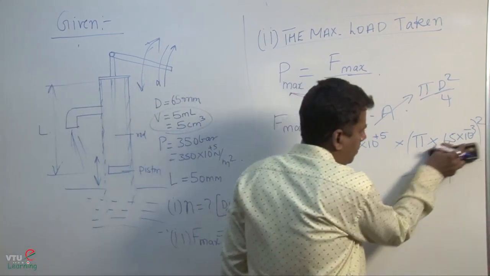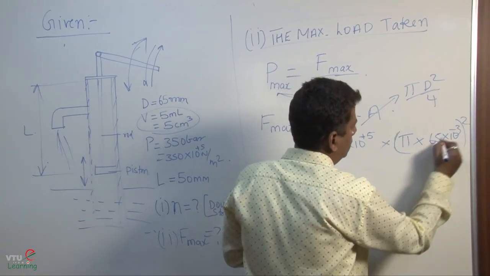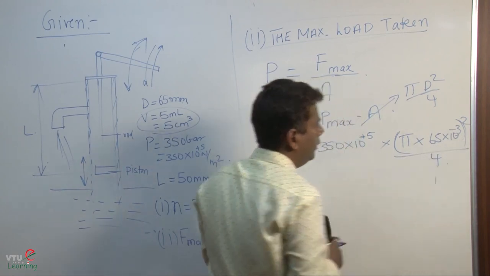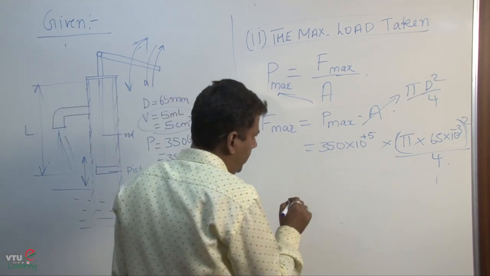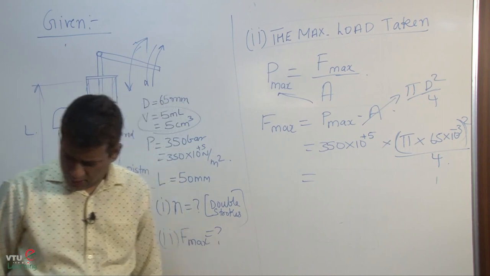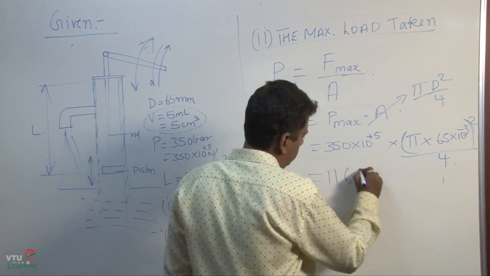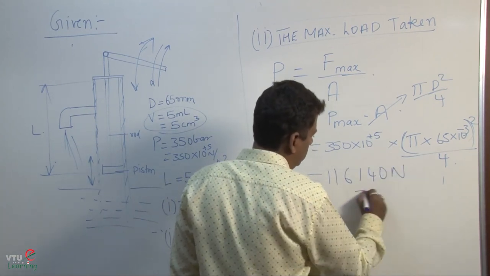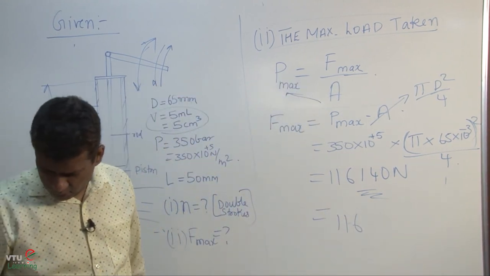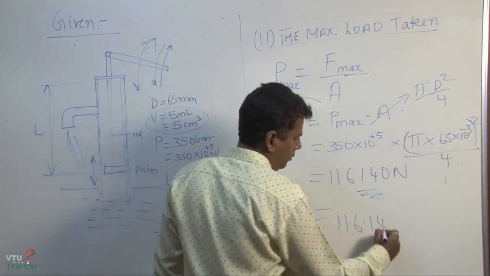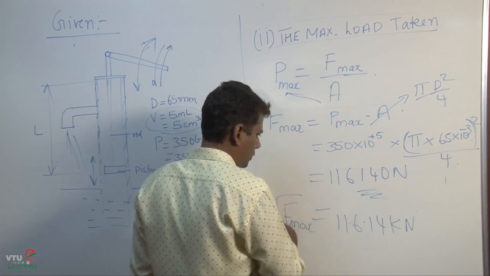You can just write like this, right. So, if you write like this, simplify everything, you will get the answer of 116140 newton. This is a huge number, so you just truncate it to 3 decimal places, so it is kilonewton, that is the maximum force developed inside the system.